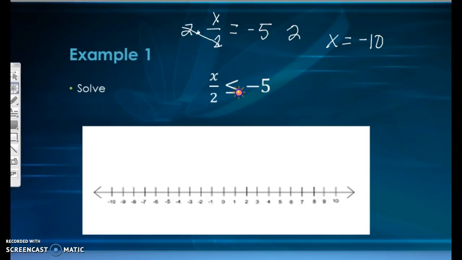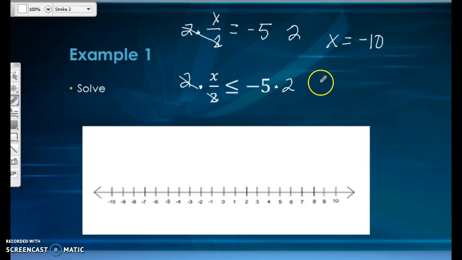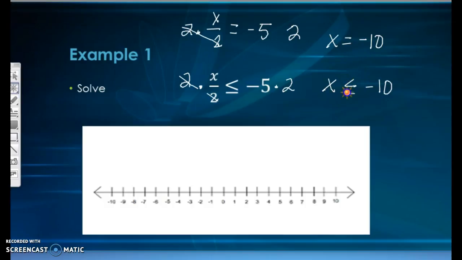Same thing if there's an inequality sign. We're going to solve it the same exact way. We're going to pull out that 2 from underneath, multiply it on this side, the left side, it makes it cancel out. What we do to one side, we always do to the other. So x is less than or equal to -10. Okay, look at that. I got the same thing, -10. The only difference is I have an inequality sign in here.